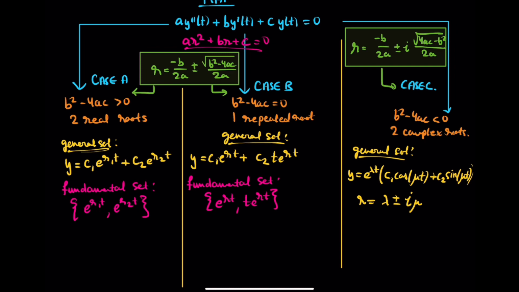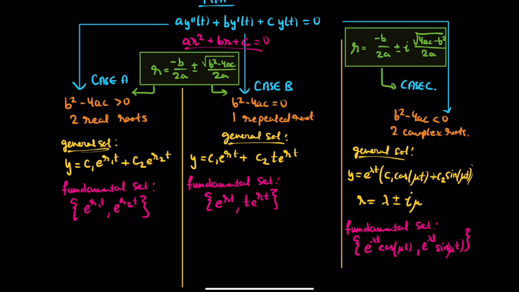And then also the fundamental set for case C was this. It was e^(λt) cosine μt and e^(λt) sine μt.